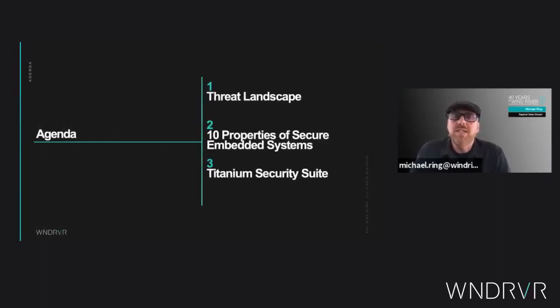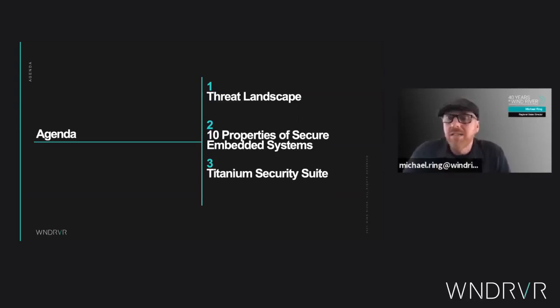We'll briefly touch on the threat landscape, to give you a sense of why we're mentioning the 10 properties. What are the threats against the system that you need to be concerned about? Then we'll jump into the 10 properties themselves. They're not a 100% you have to do everything on the 10 properties. It's just common sense things that people like us, who are security subject matter experts, have come up with over the years for securing an embedded system.